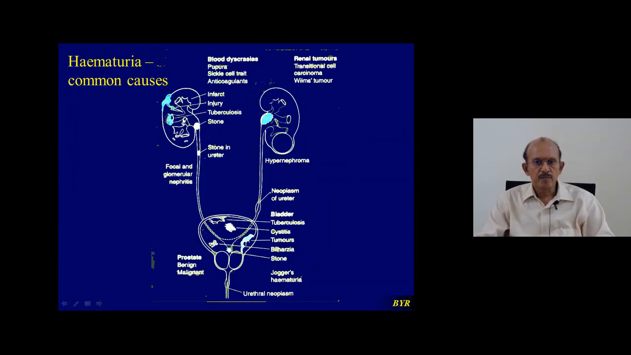So in the kidney, it can be due to infarction, trauma to the kidney, tuberculosis, or a calculus. Ureter: stone in the ureter. Then bladder: cystitis, tumors, tuberculosis, bilharziasis, and again vesical calculus. Then jogger's hematuria, also called march hematuria, then urethral neoplasm.